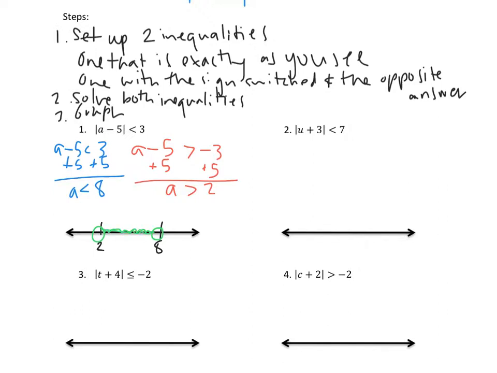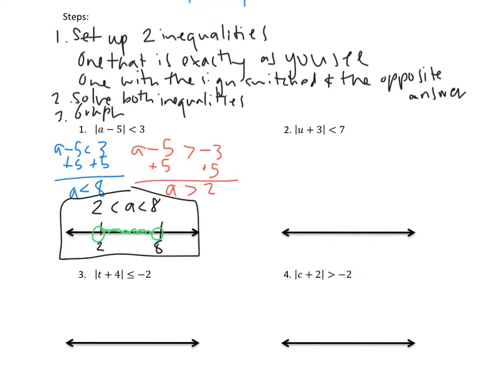And then if I want everything less than 8, I'll shade this way, but greater than 2 will shade that way. So this is actually an and statement because I have an overlap. So my final answer would be a is greater than 2, but less than 8. And then that would also be my final graph as well. So this would be my full answer here for the first example.